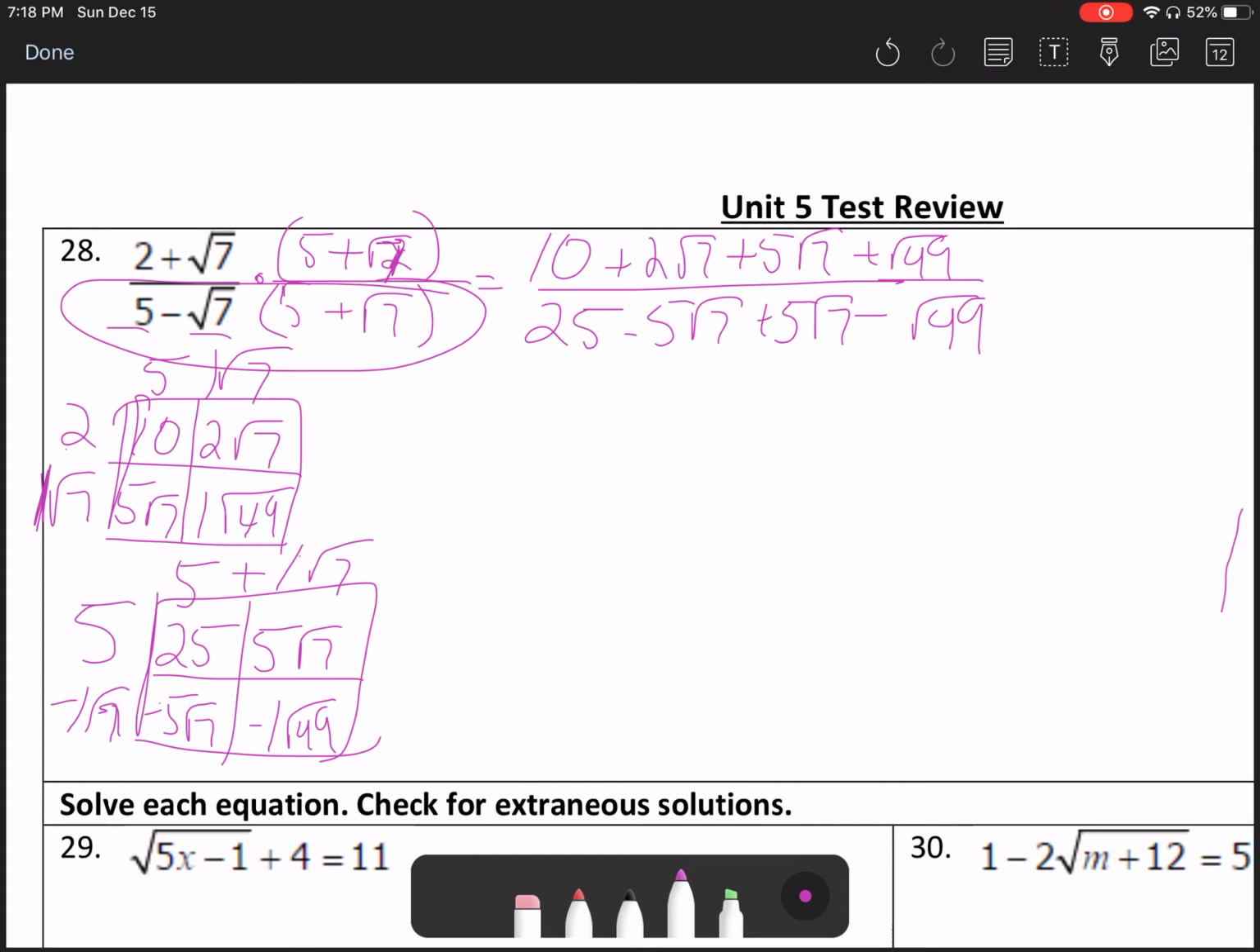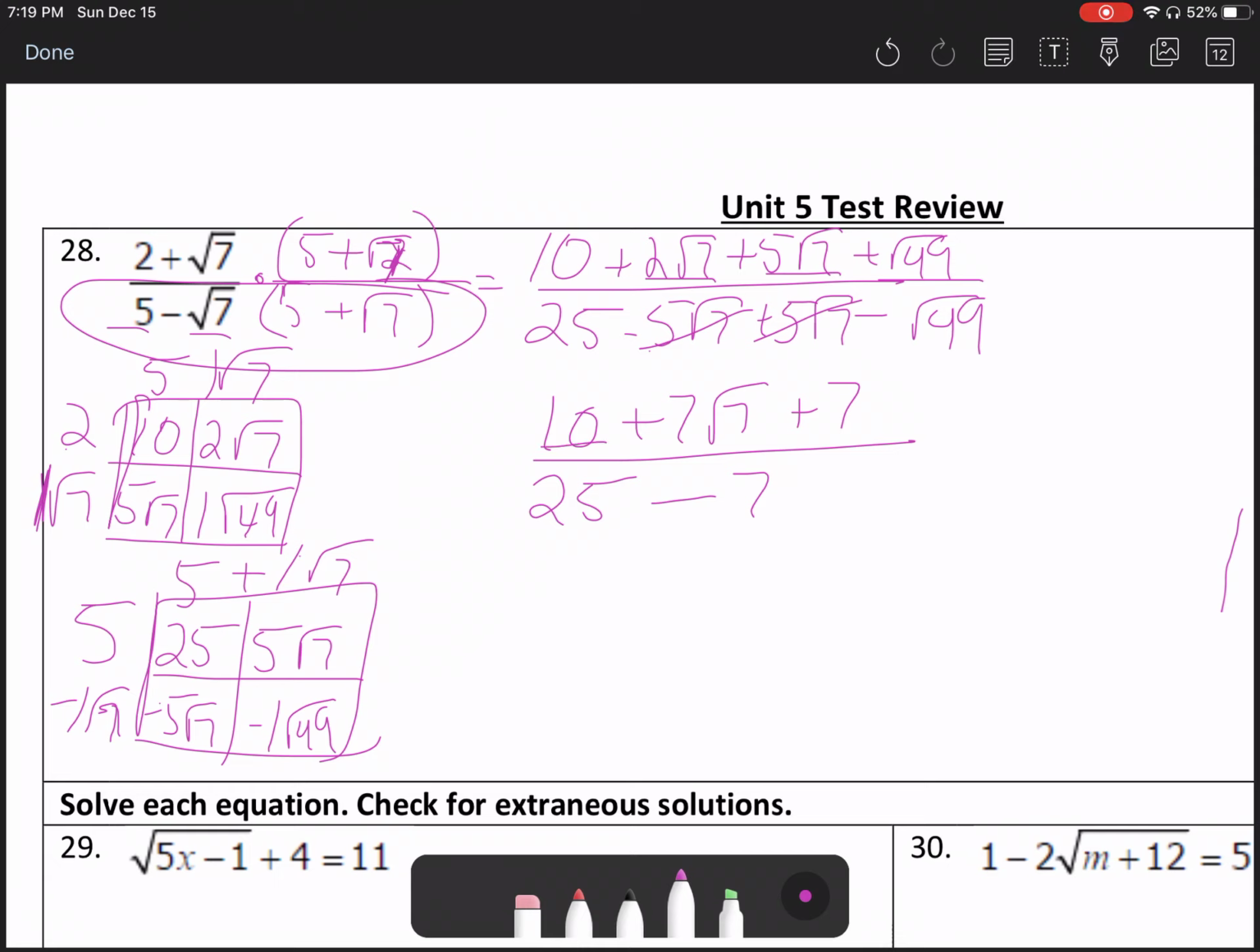And I go through and simplify both my numerator and my denominator. So this is going to be 10. I notice that these both have radical 7s. So 5 plus 2 is 7. So I have 7 radical 7. And I know that the square root of 49 is 7 over 25. I have my minus 5 radical 7 plus 5 radical 7. That ends up being 0. And I know radical 49 is 7.